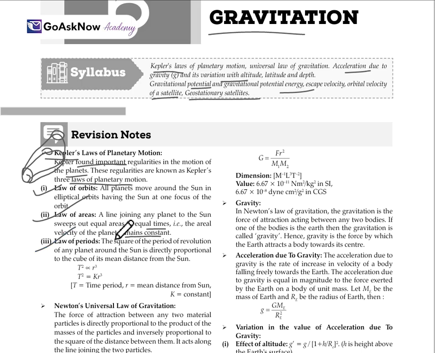Third is the law of periods. The square of the period of revolution of any planet around the sun is directly proportional to the cube of its mean distance from the sun. It depends on the period, which is the time, and the cube of the orbital distance from the sun. Mathematically, T squared is directly proportional to r cubed. When we remove the proportionality, it becomes T squared equals k r cubed. T is the time period, r is the mean distance from the sun, and k is a constant. So this is about Kepler's laws.